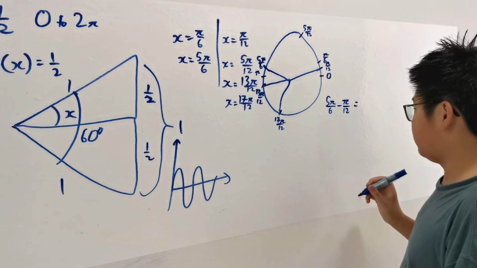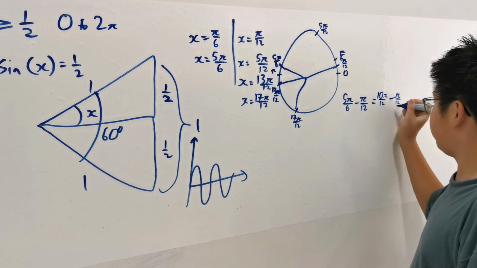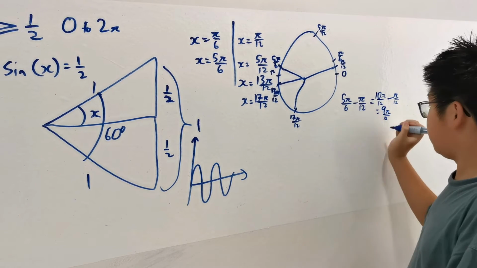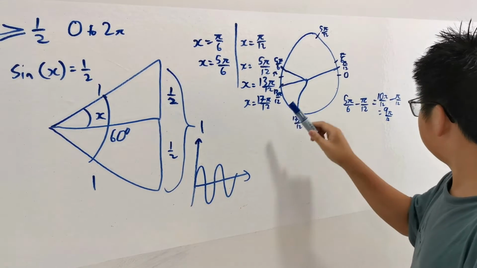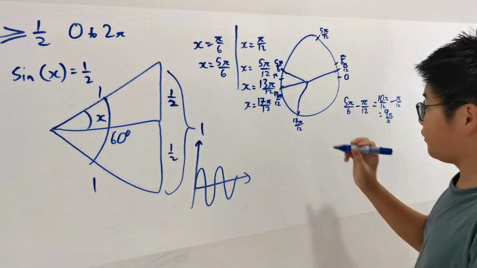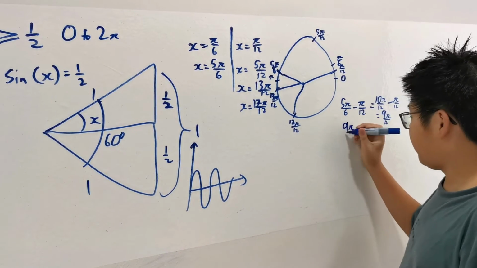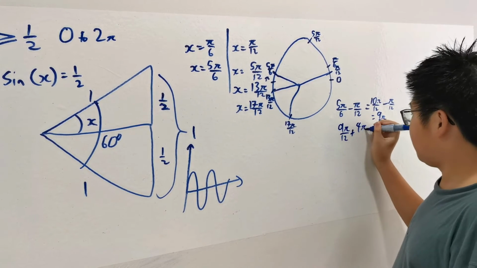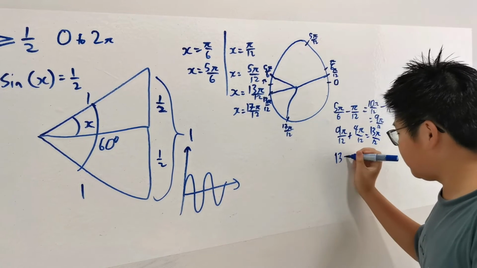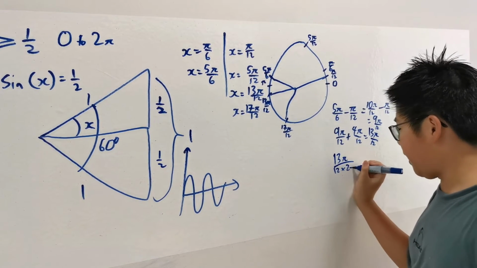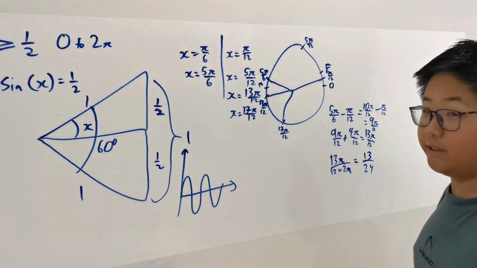So what is 5 pi over 6 minus pi over 12? Well, the answer is simple. It is 10 pi over 12 minus pi over 12, which goes to 9 pi over 12. So obviously, these two will have another 4 pi over 12 because it's 17 minus 13. So 9 pi over 12 plus 4 pi over 12 goes to 13 pi over 12. We divide 13 pi over 12 by 2 pi. Then we cross out the pi, and bingo, we now have the answer, 13 over 24.